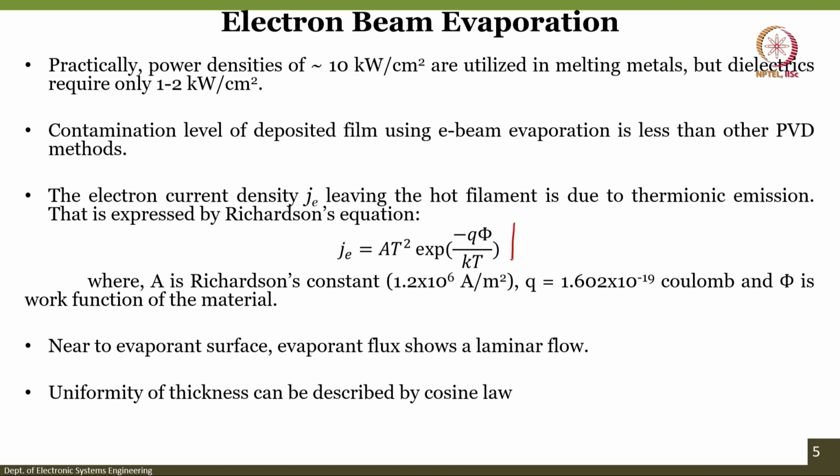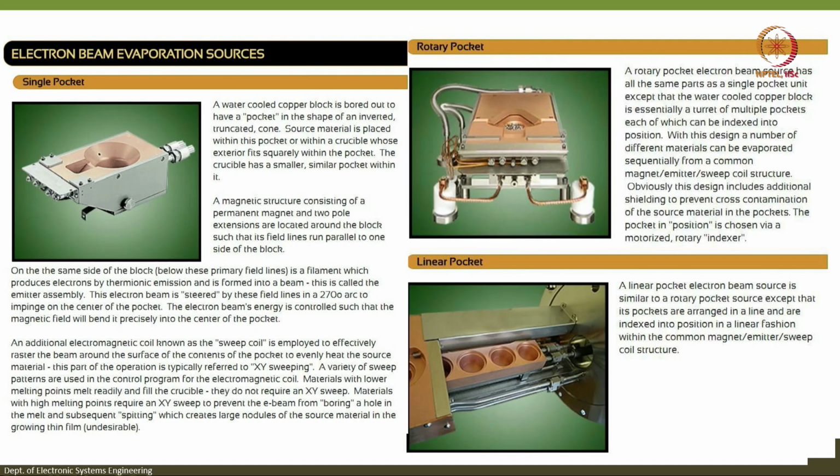Next, near the evaporation surface or evaporant surface, the evaporant flux shows a laminar flow. Uniformity of thickness can be described by the cosine law, and I discussed a little bit about the cosine law when we were looking at the thermal evaporation topic. Now, the electron beam evaporation sources can be of three types. One is a single pocket source, one is a rotary pocket source, and one is a linear pocket source.